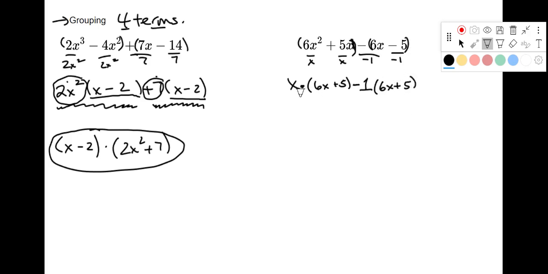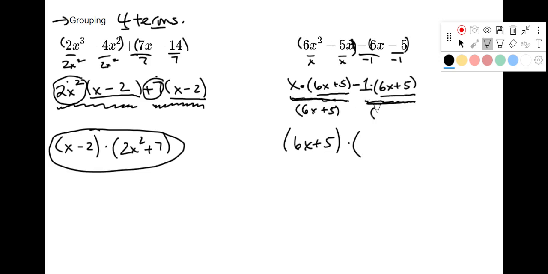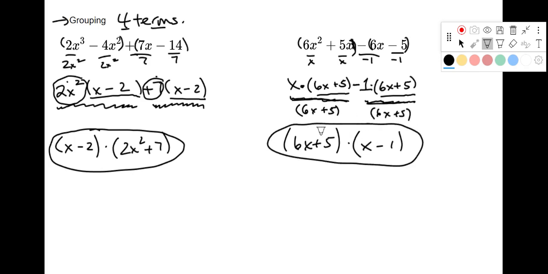And now if I look at my 2 terms here and here, there's a GCF. That GCF is 6x plus 5. It's in common in both. There it is. So I'm going to factor out the 6x plus 5. And if I were to divide that out on this term and this term, since it's a GCF, I'd be left with x minus 1. And now this is factored completely. And that's the correct answer.